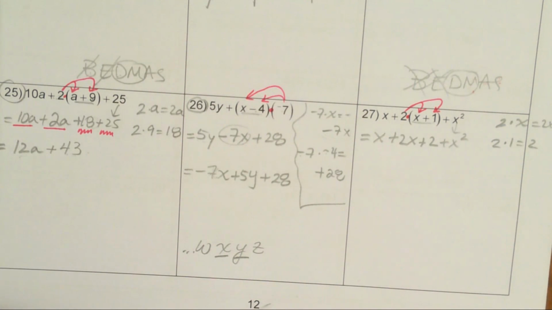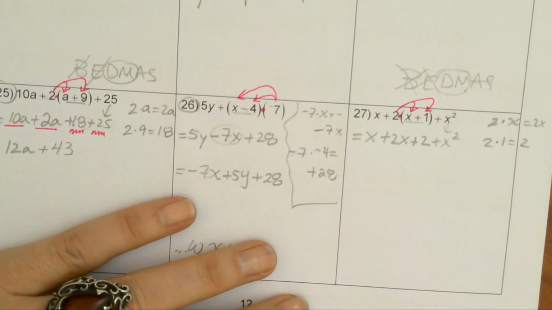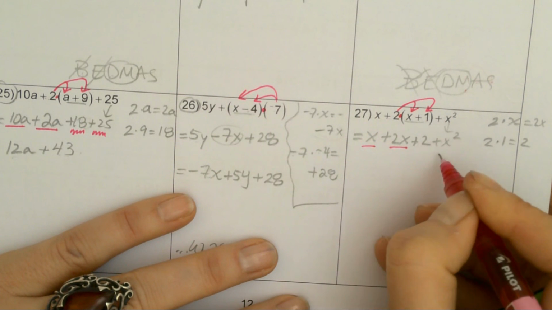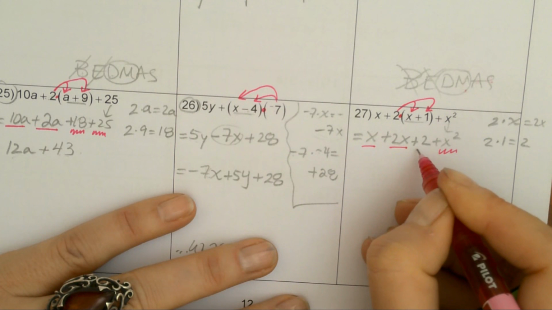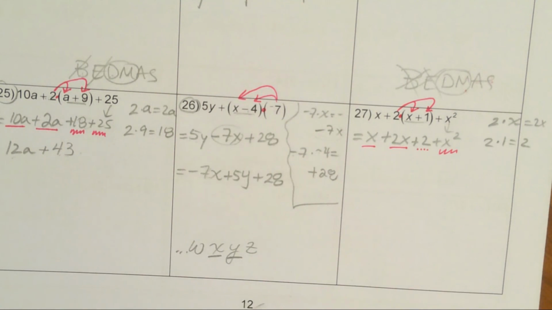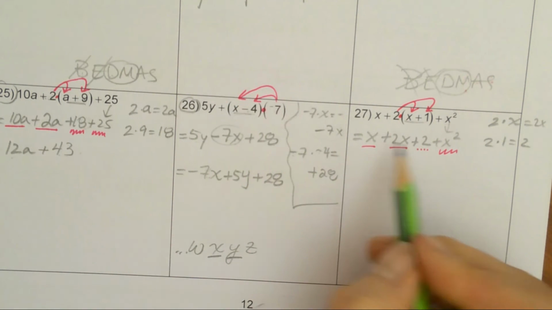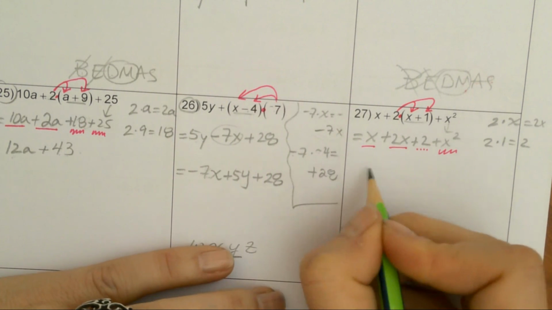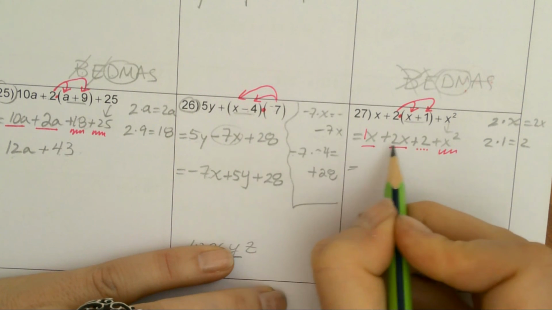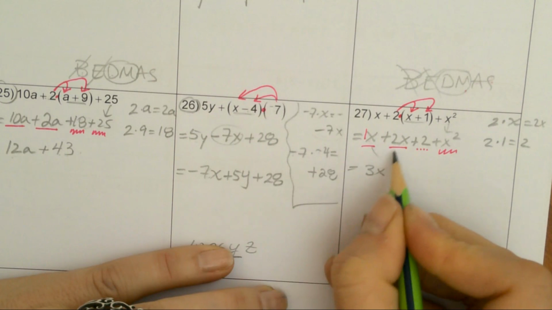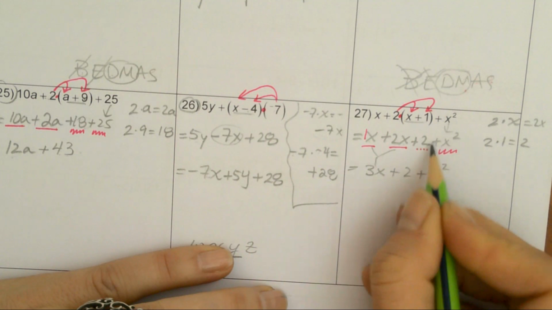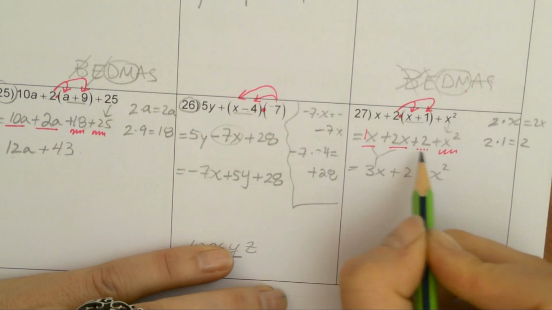Okay, who goes together? Well, there's an x, there's an x. He has x squared, so he's by himself. And this one doesn't have an x, so he's by himself. So who goes first? First, these ones go together, so that's really a 1 hiding there. So 1x plus 2x is 3x plus 2 plus x squared, because these can't go together because they're different, so they're not like terms.